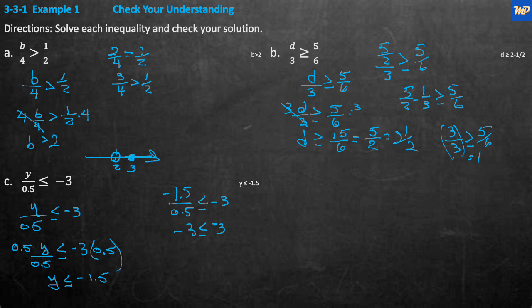Now we're saying y is less than, so that means we could pick -4. If we pick -4, is -4 divided by 0.5 less than or equal to -3? Well, -4 divided by 0.5 is -8. And is -8 less than or equal to -3? Yes, is the answer. Both cases, yes. Okay.